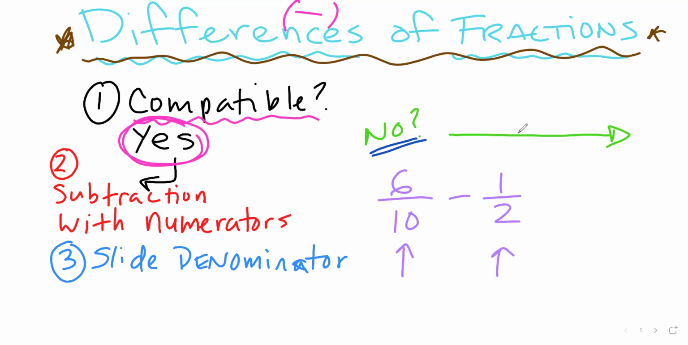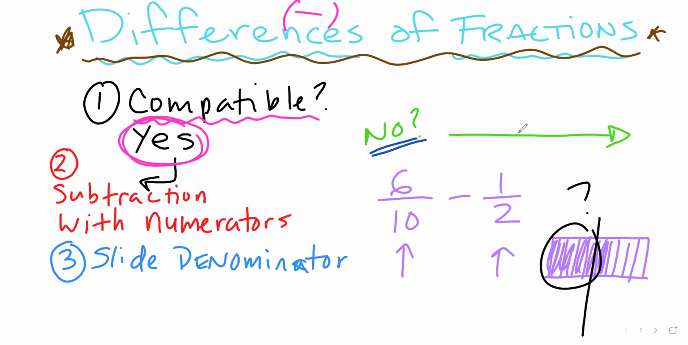We cannot do the math with these, because think about what that looks like. I have something cut into 10 pieces, and I have 6 of them colored in: 1, 2, 3, 4, 5, 6. And now somehow I'm supposed to subtract half of it? What do I do? That wouldn't do any good. Could I cut it in half and call that my answer? What do we do?